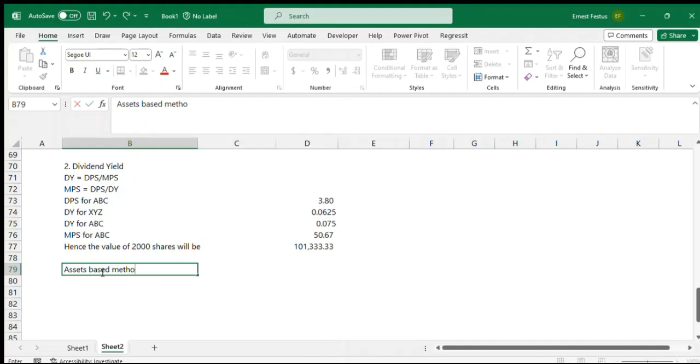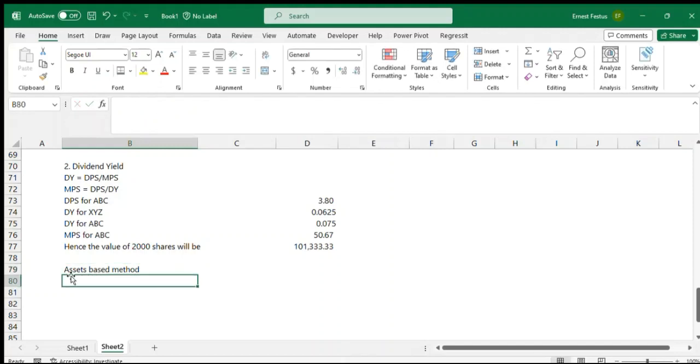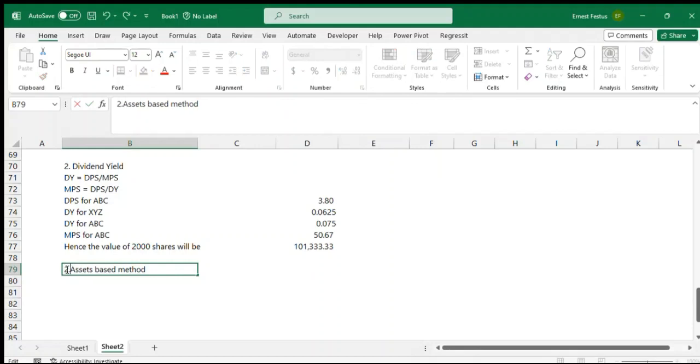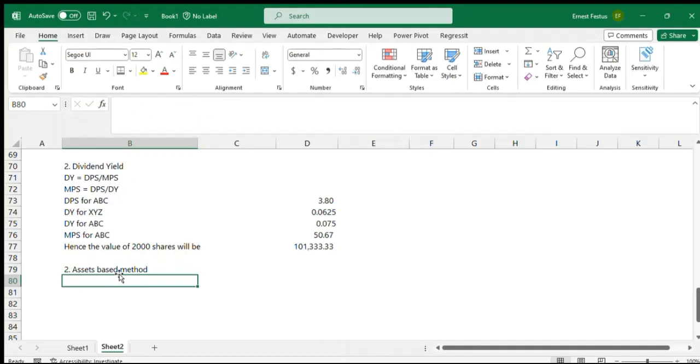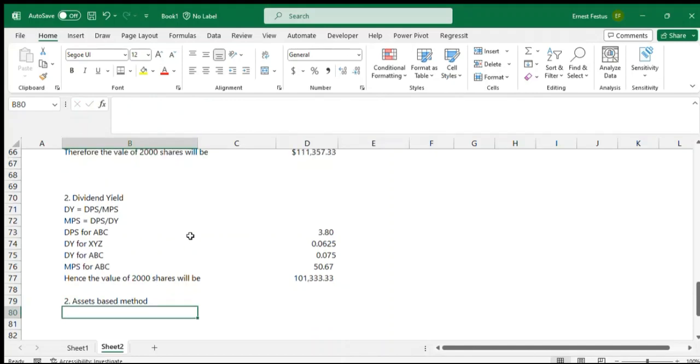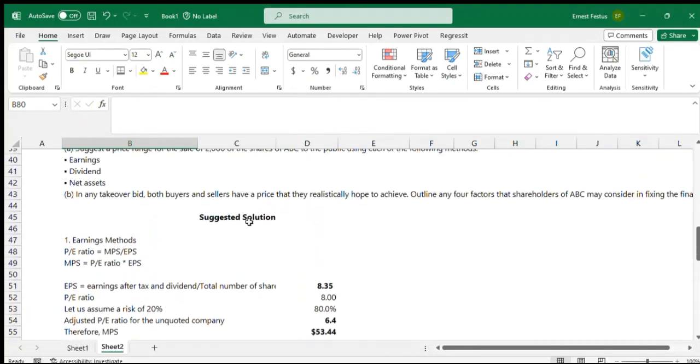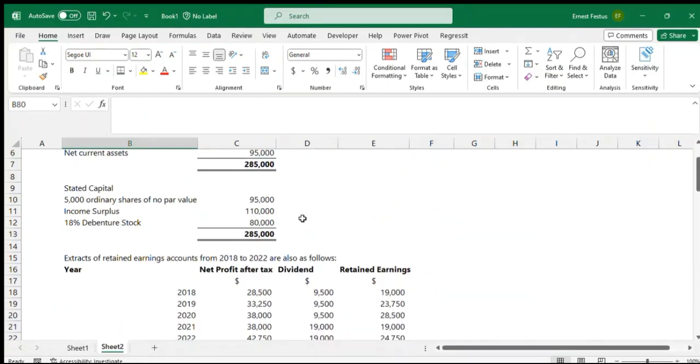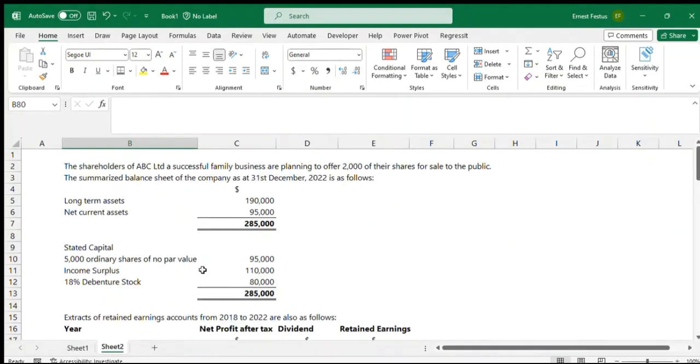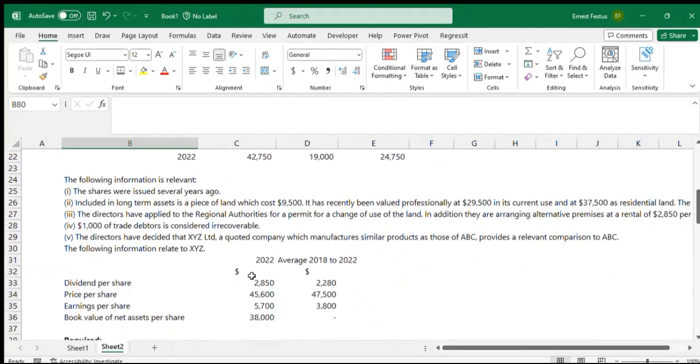So we have the assets based method. Now in this question, we are not given the replacement cost. We are not given the break-up or the net realizable value of our assets. All we have is the book value, and so we are going to use the book value to value the business. So this is going to be the book value method.